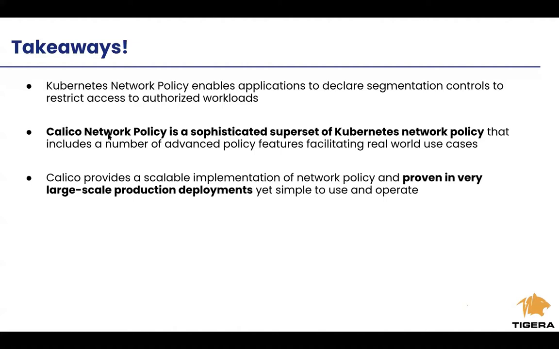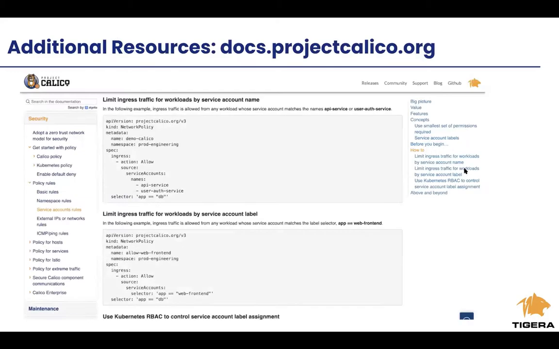Calico Network Policies, on the other hand, are a more sophisticated superset of Kubernetes Network Policies that include a number of advanced policy features, and we've seen them in the real world examples, as well as in Calico Enterprise with even more advanced capabilities and management of policies. And Calico provides a scalable implementation of network policies, proven in very large-scale production deployments, yet simple to use and operate. We've seen how simple it is to understand that YAML definition of the policy. There's plenty of examples as well that I'll talk about here.